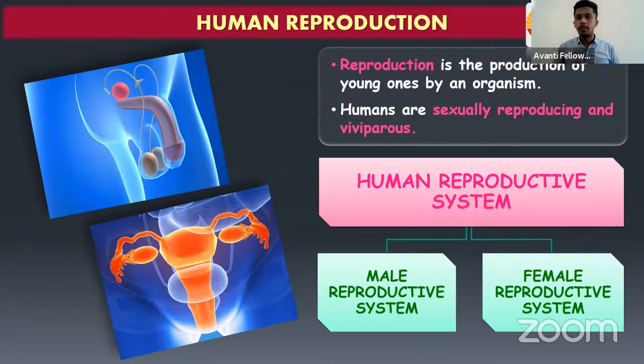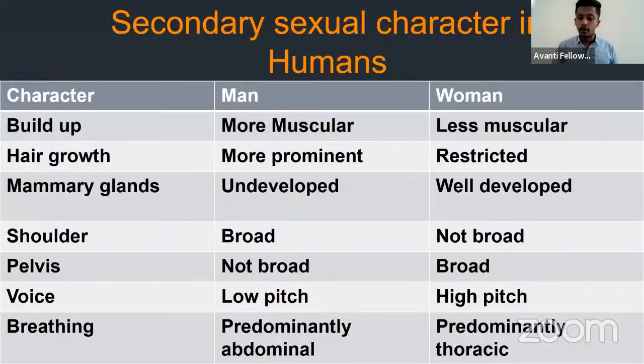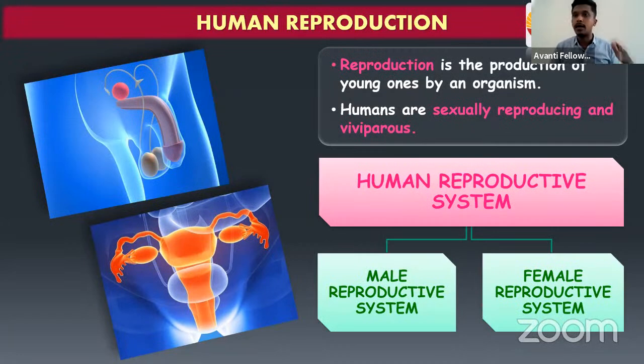When it comes to human beings, we are sexually reproducing viviparous organisms because we give birth directly to the young ones, and we are mammals, so the mother milks the baby. That's why we are mammals. The human reproductive system can be divided into two: one is the male reproductive system, the other is the female reproductive system.